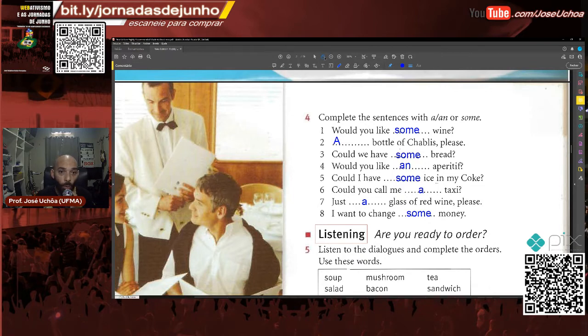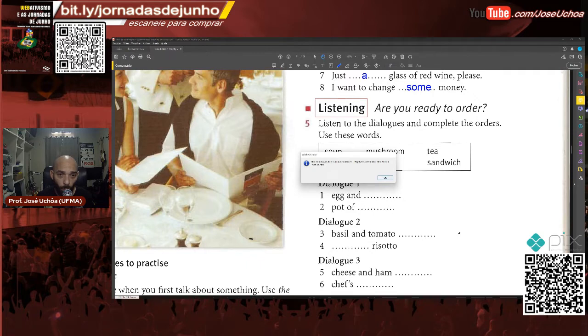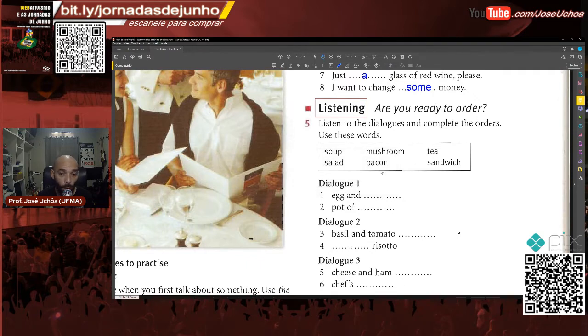And now we go to the listening exercise number 5. In exercise number 5, are you ready to order? We have to listen to the dialogues and complete the orders, and then we should use the words in this square over here, okay? So we are going to complete with these words according to what we hear. I will play the audio, okay? So audio track 21, for those who want to practice at home, let's play the audio.